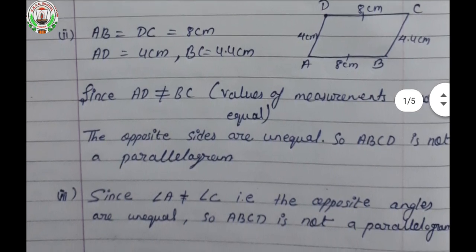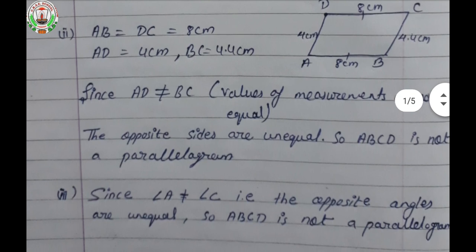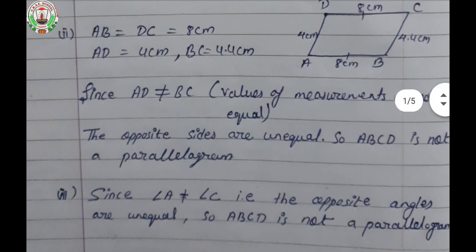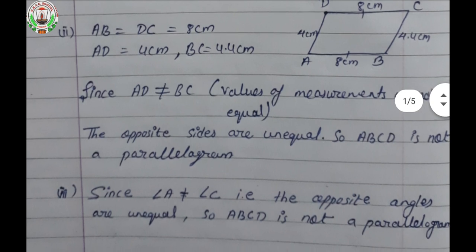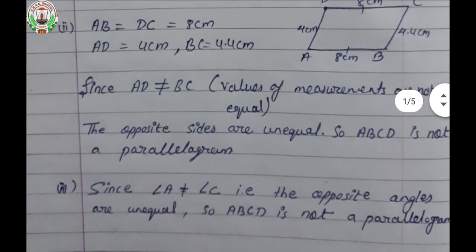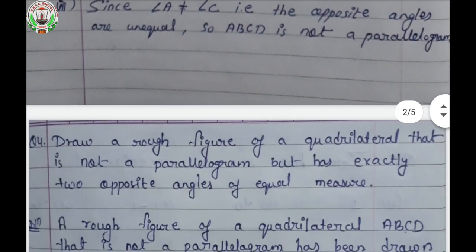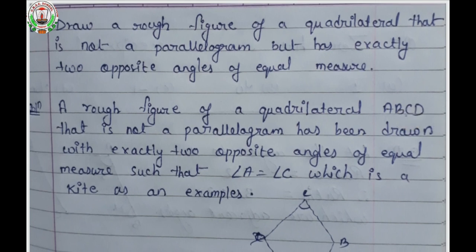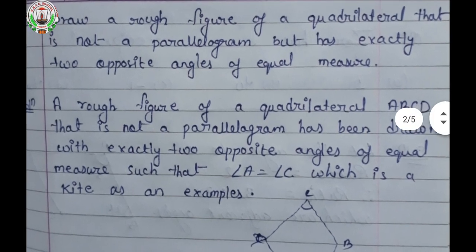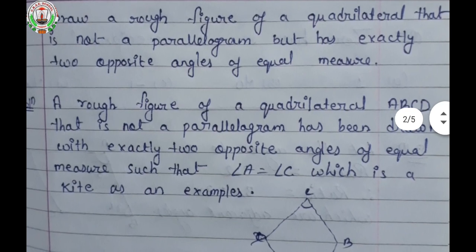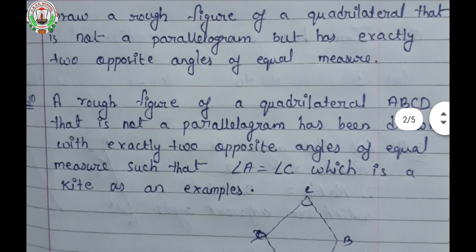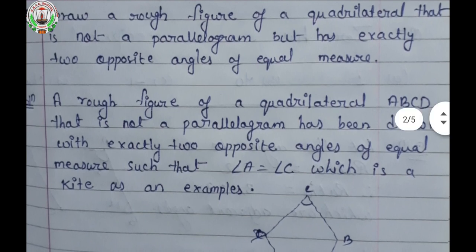See students, for giving the answers to these questions, it is very important to know the properties of the parallelogram. Okay, then only you can solve this. So, hope you all understood the first, second and third part of question number 3. Now look at question number 4. Here is a question. What the question says: draw a rough figure of a quadrilateral that is not a parallelogram but has exactly two opposite angles of equal measures.